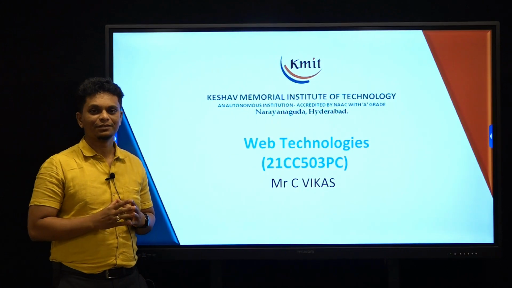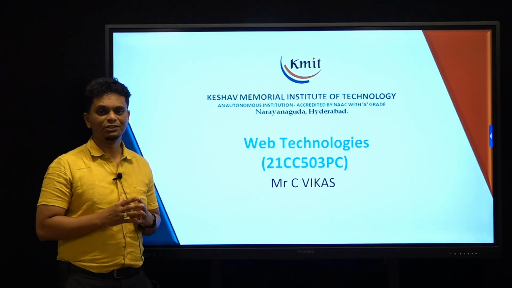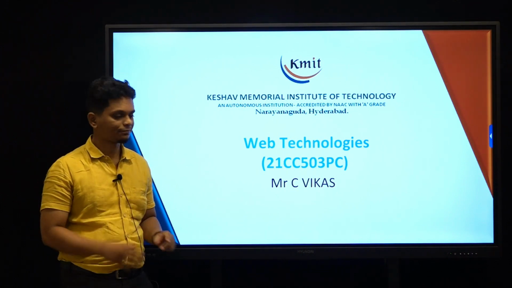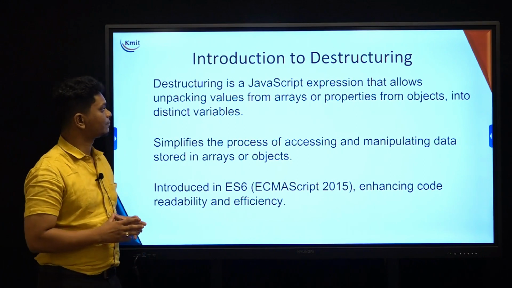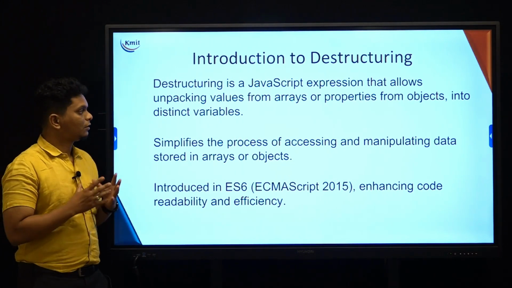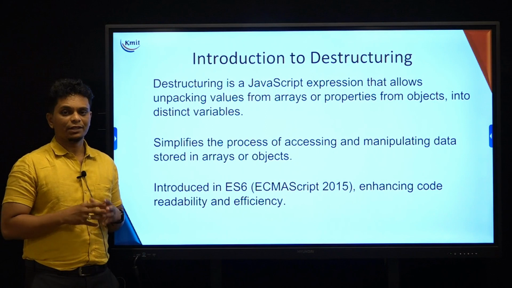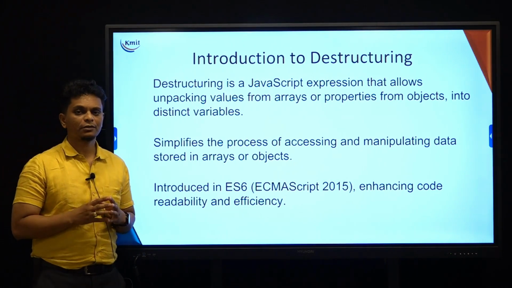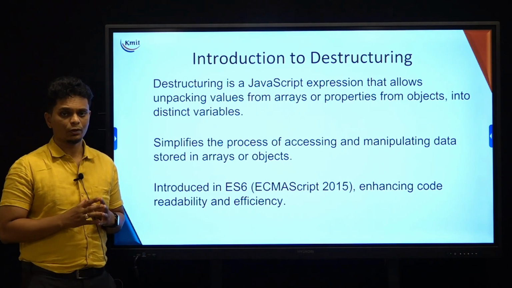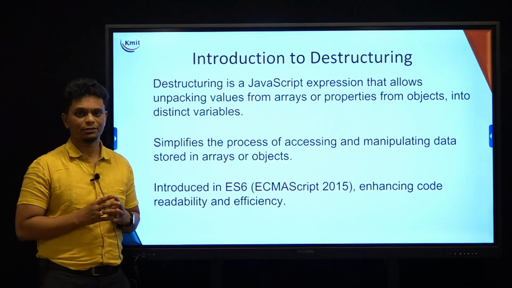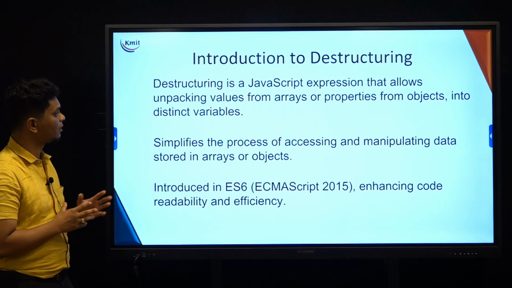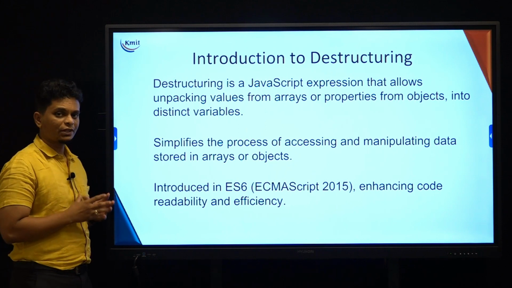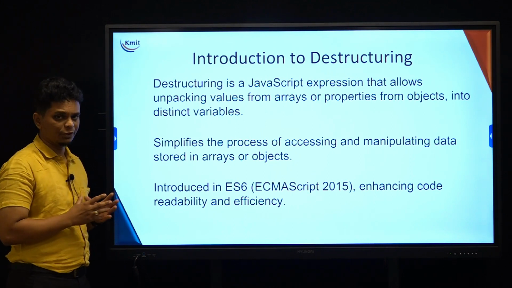Hello students, in this video we will discuss destructuring and how destructuring can be applied on arrays. Destructuring is an expression in JavaScript. It is used to unpack the values of an array or the properties of an object. After destructuring, those properties or values can be put inside a variable.